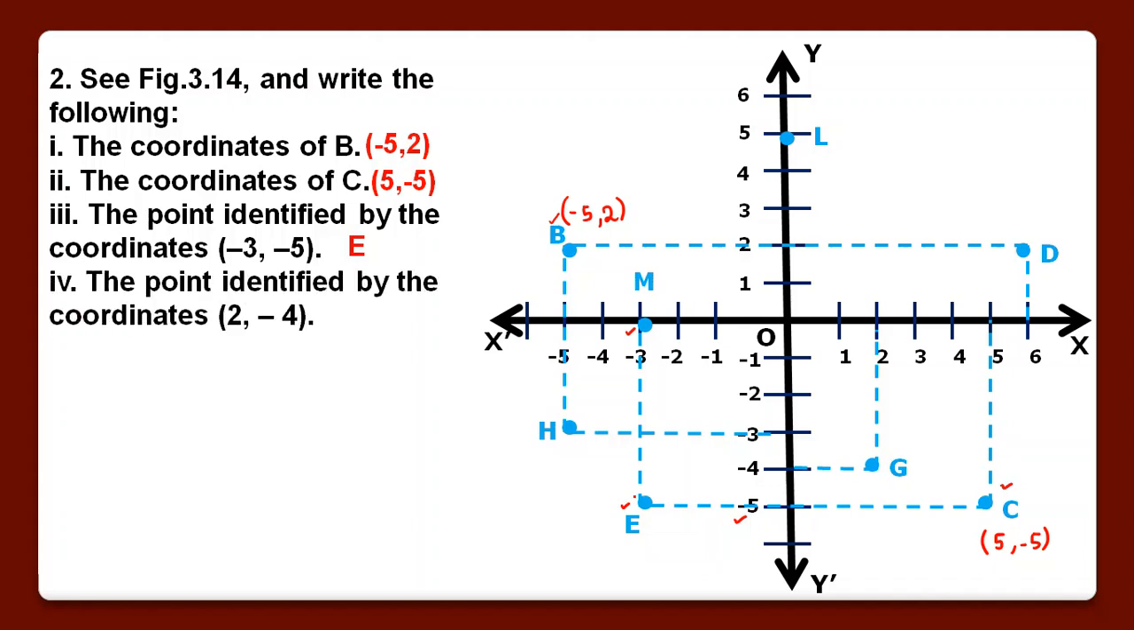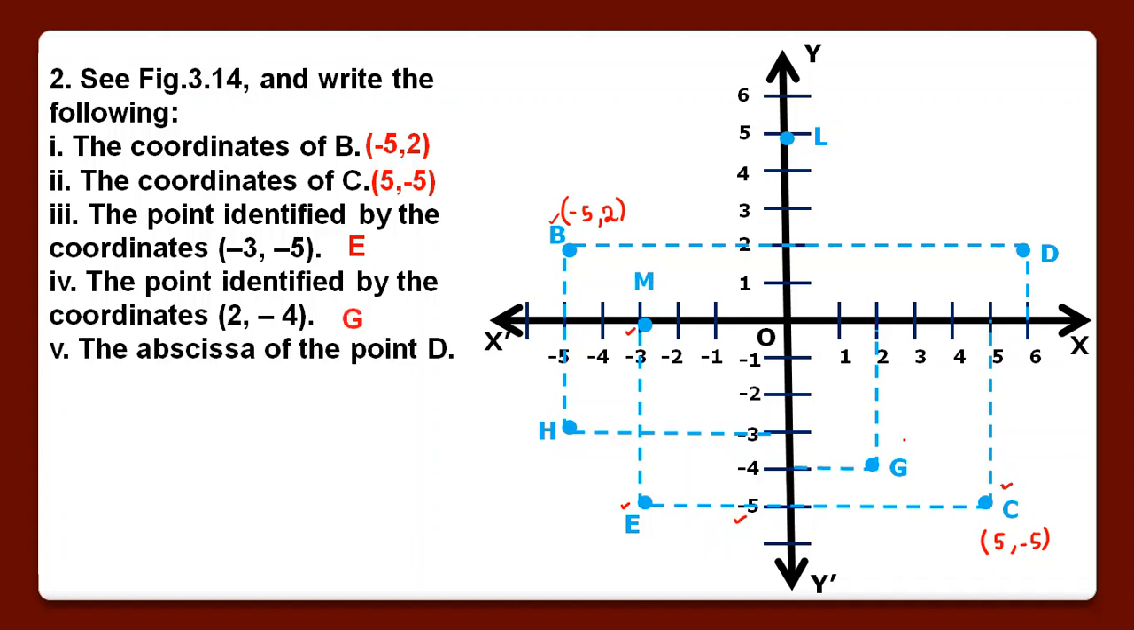Fourth is the point identified by the coordinates 2, -4. X हमारा coordinate positive है and y coordinate is negative. Means fourth quadrant. 2 is here, -4 is here. They both meet at point G. So G is the answer.